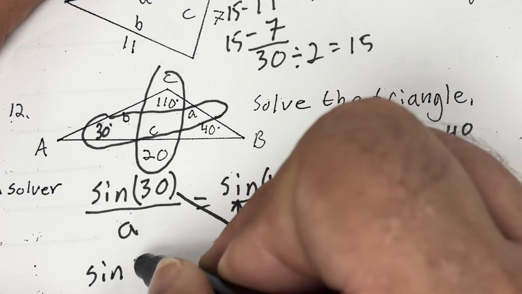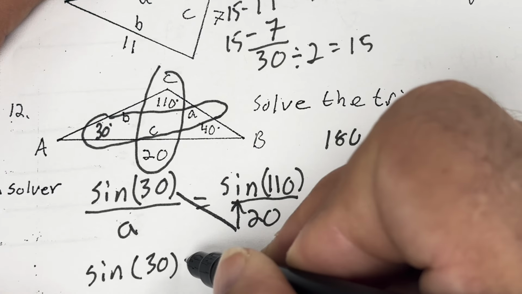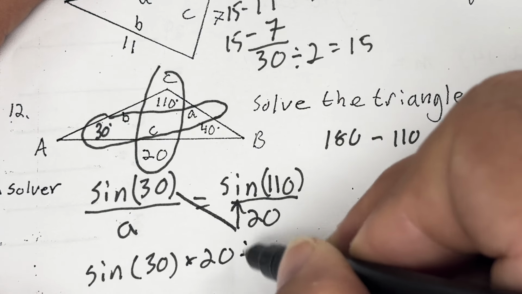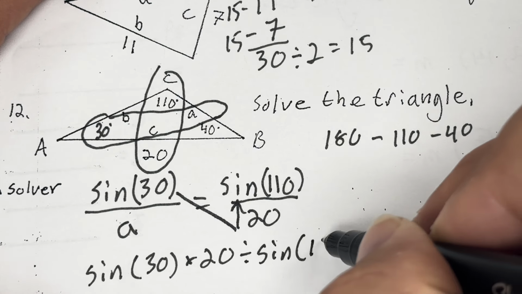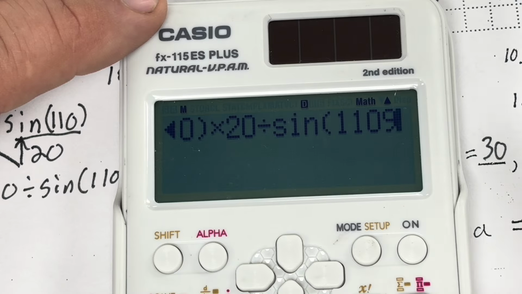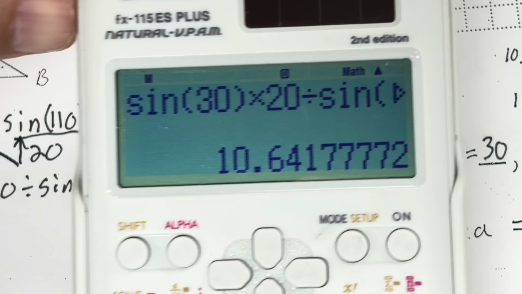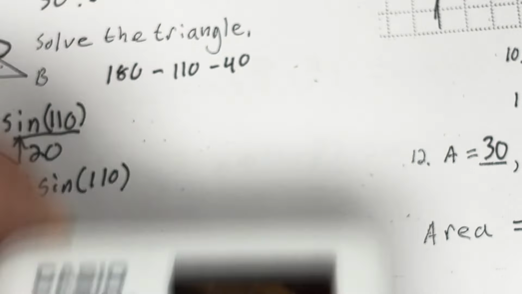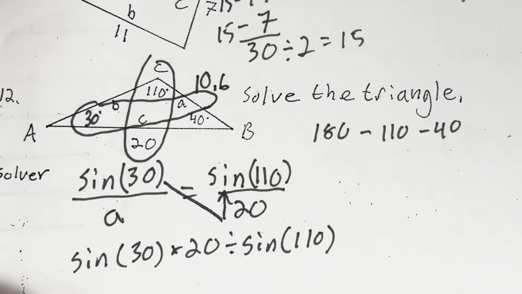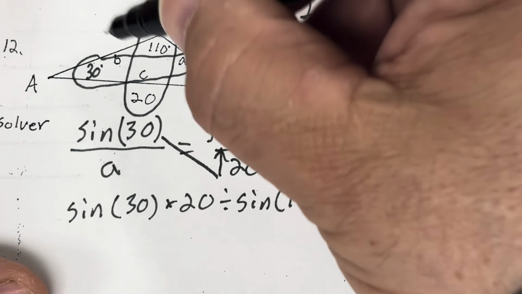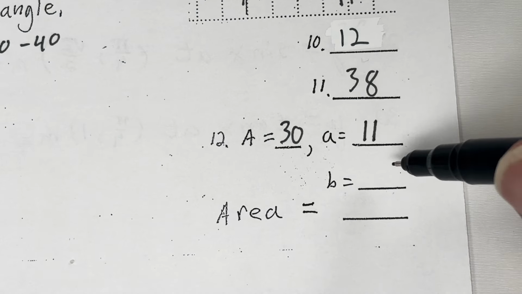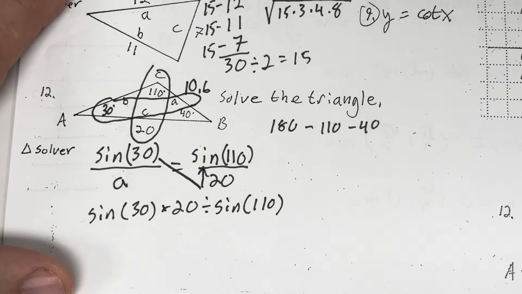So sine 30 times 20 divided by sine of 110. The nearest whole number would be 11. Now find side B, our remaining side. Again, we're going to use law of sines.